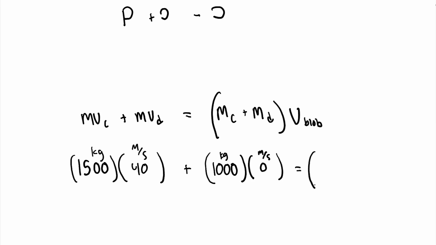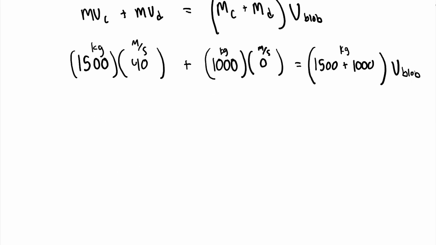That is equal to the combined mass, which is the mass of the car plus the mass of the dumpster, in kilograms, obviously, times the velocity of the blob, which is what I want to find. So, plugging in the numbers, I do 1500 times 40, plus, well, this is 0, so it cancels, is equal to 1500 plus 1000, so that's 2500 times the velocity of the blob. So this, 1500 times 40, that's equal to 60,000. And the units for momentum are kilogram meters per second.